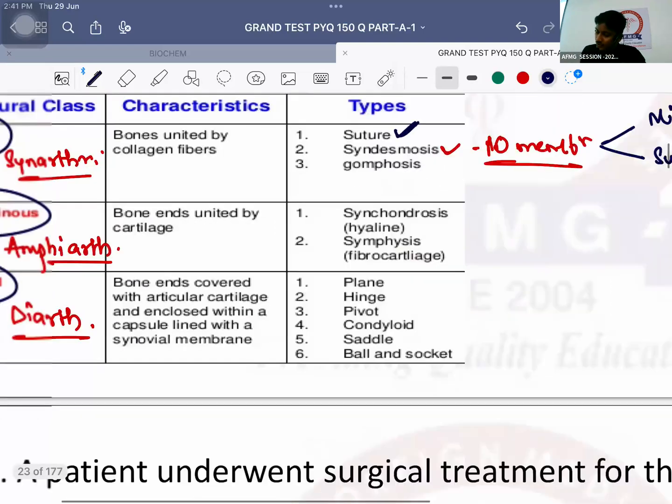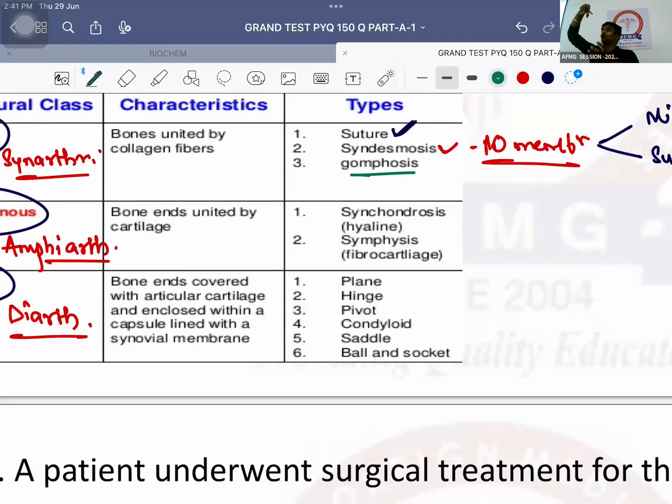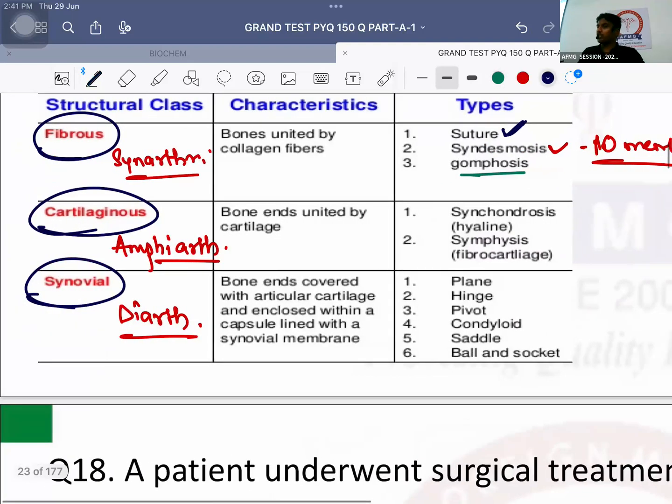Next, the third type of fibrous joints are called gomphosis, between the tooth and its socket. That is the gomphosis. Next is the partially movable joints known as cartilaginous joints or amphiarthrosis. They are of 2 types.